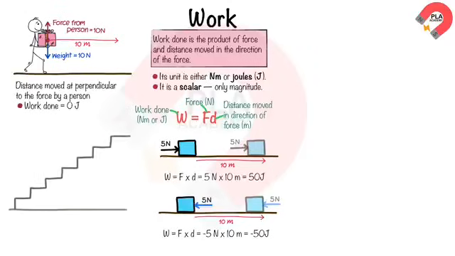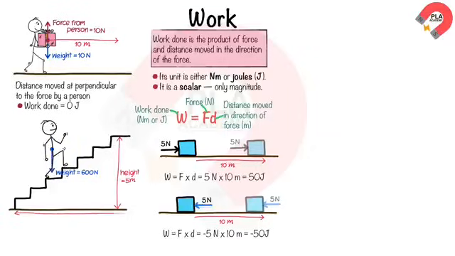In another scenario, a person with a weight of 600 newtons walks up stairs with a height of 5 meters and a horizontal length of 6 meters. Therefore, the work done by the person is 600 times 5 equals 3000 joules. This is because the weight of the person and the height of the stairs are parallel.